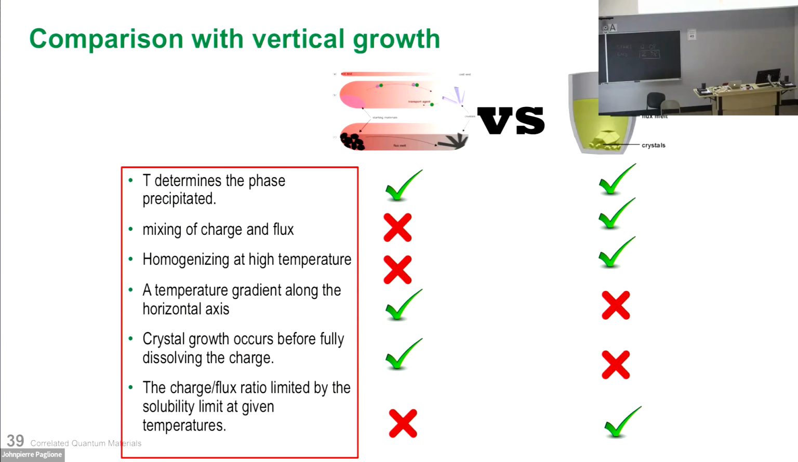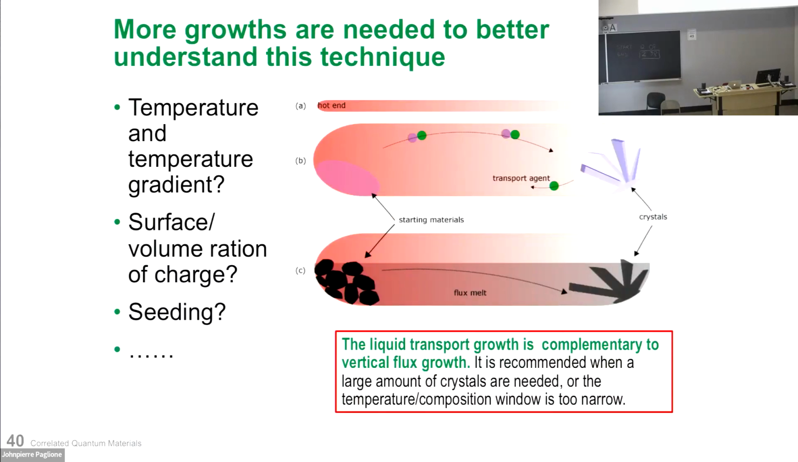There is a temperature gradient along the horizontal axis, which there's not in this case. This is essentially isothermal. The crystal growth occurs before you actually dissolve all of this. You start precipitating long before this stuff is gone. It's not the case for traditional. And the charge fluctuation is limited by the size. That's not the case here than it is here. So there are some differences.